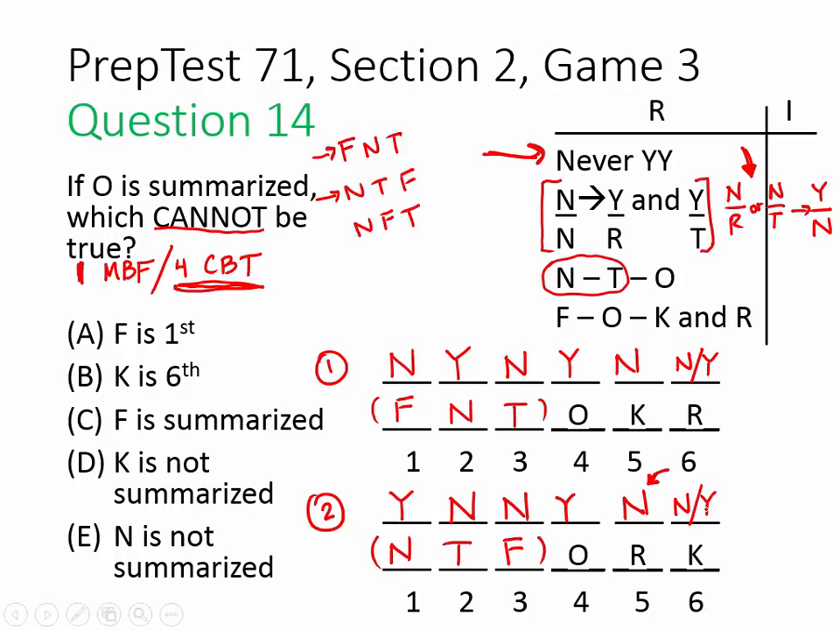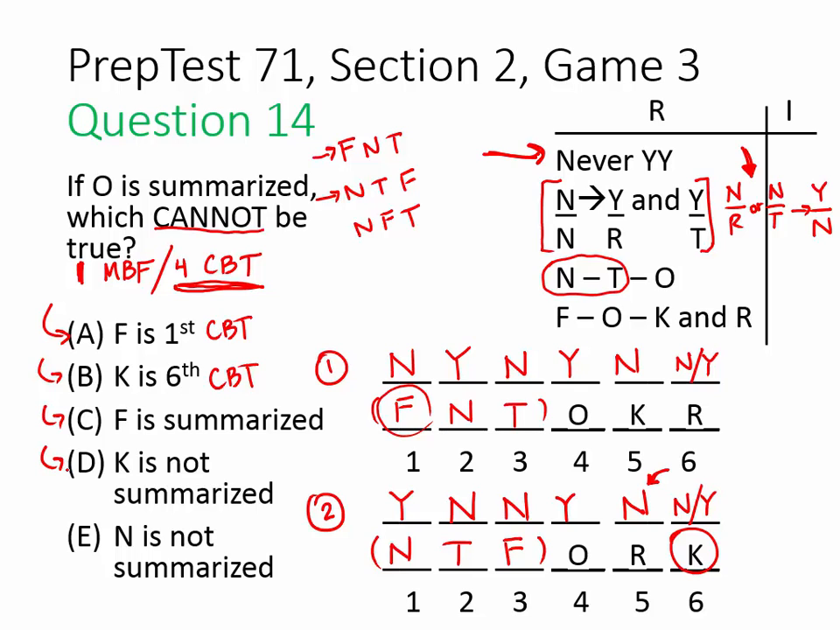So let's see if these options give us enough information to find 4 answer choices that could be true. So first, could F be first? Yes, we have that right here. So this could be true. Could K be 6th? Yep, we have that right here in our second option. So that could be true. Could F be summarized? Well, we haven't found one yet where F is summarized, so we're going to skip that for now and see how we do with the last 2 answer choices.